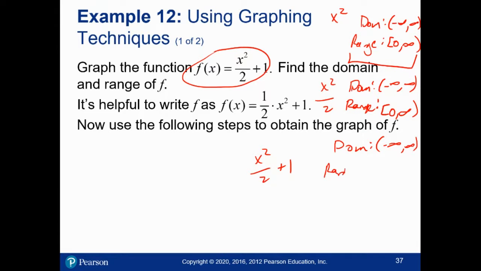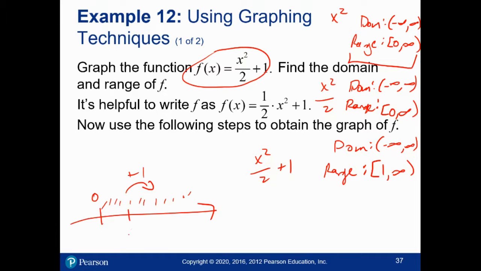Now the range does change. I used to get out from 0 to infinity, and if I add 1 to everything, I move all of that up. So on the number line, if I used to get out 0 to infinity, but then I move everything to the right by 1 unit, now I'm only getting out everything from 1 to infinity.